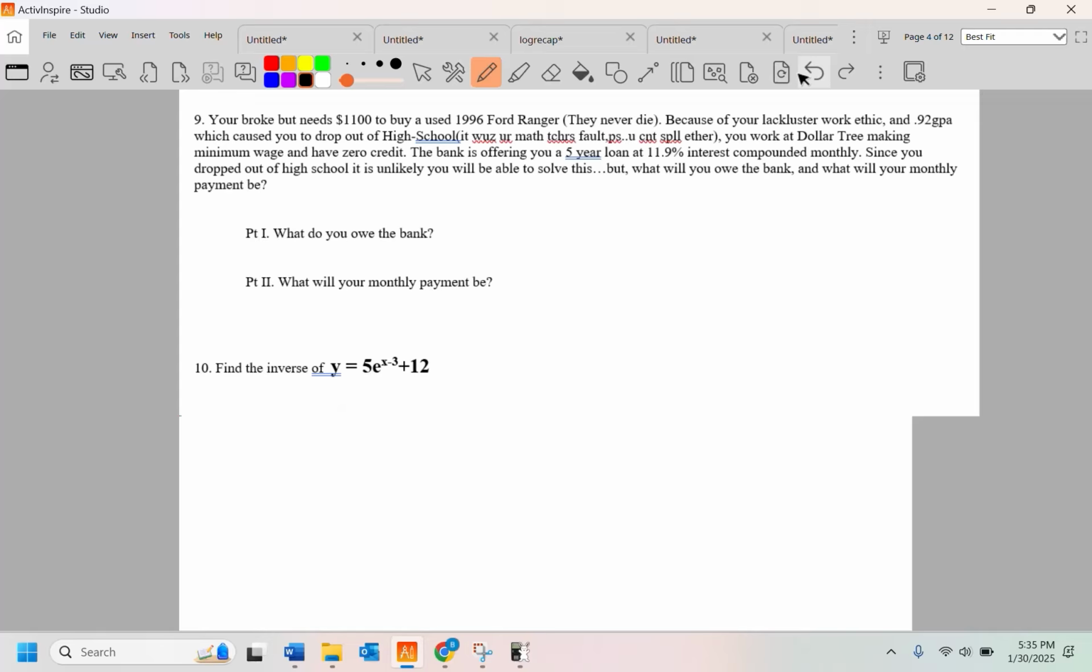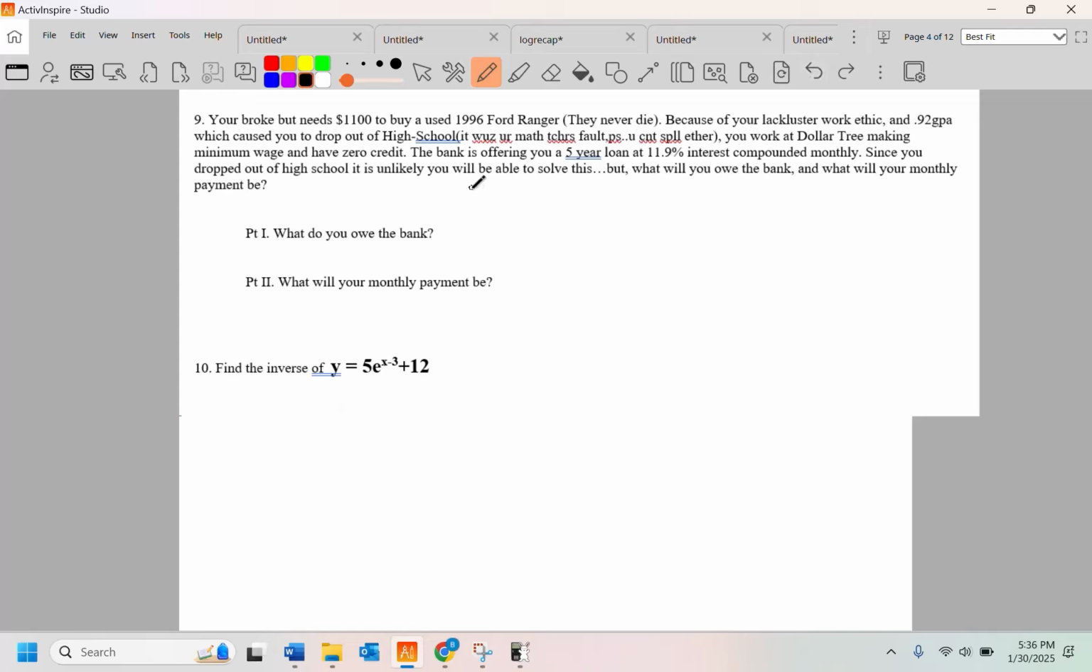P.S. You can't spell either. You work at Dollar Tree making minimum wage and have 0 credit. For some reason, the bank is still willing to loan you money, and they offer you a 5-year loan, 11.9% interest compounded monthly. Since you dropped out of high school, it is unlikely you will be able to solve this, but what will you owe the bank, and what will your monthly payment be?